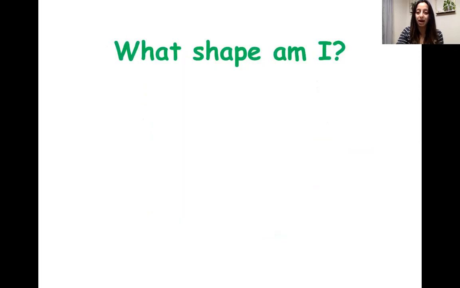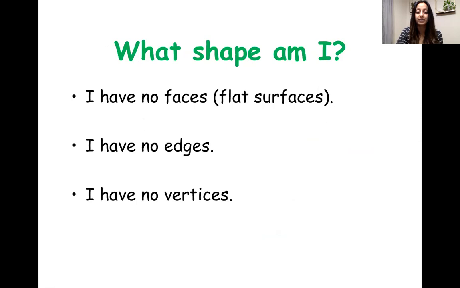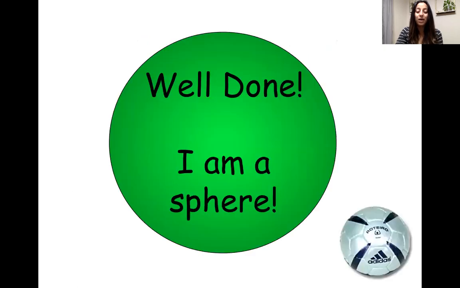What shape am I? I have no faces, I have no edges, and I have no vertices. I am a, shout out the answer if you know it. Well done, I'm a sphere. A sphere has no faces, no vertices, and no edges. This soccer ball is an example of a sphere.